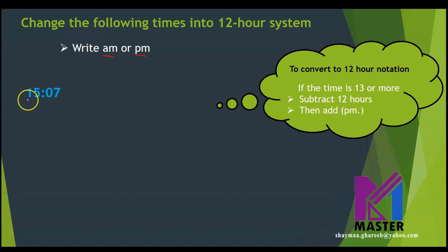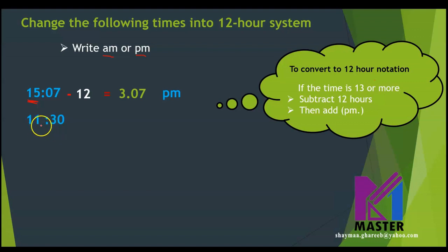So the number of hours here is more than 12, 13 or more. Then I'm going to subtract 12 from the number of hours. So 15 minus 12 equals 3, and I will keep the number of minutes as it is. So it will be 3:07 p.m. Why p.m.? Because 15 is in the afternoon and the number is greater than 12.